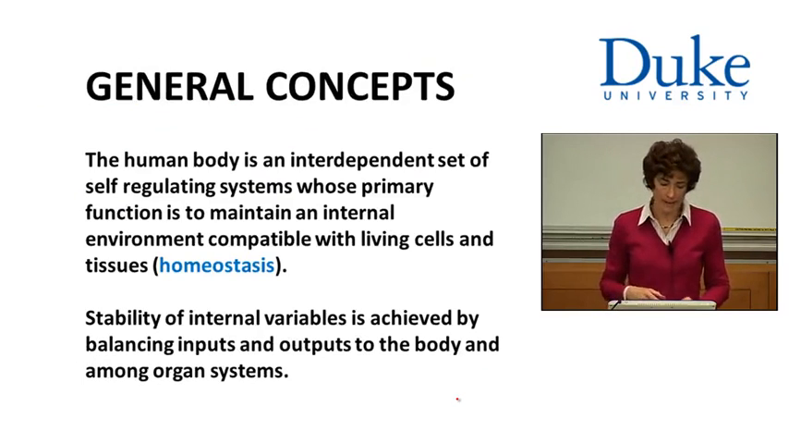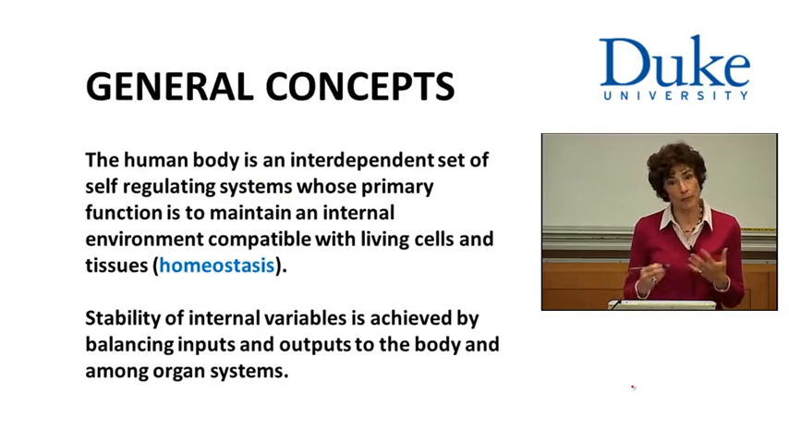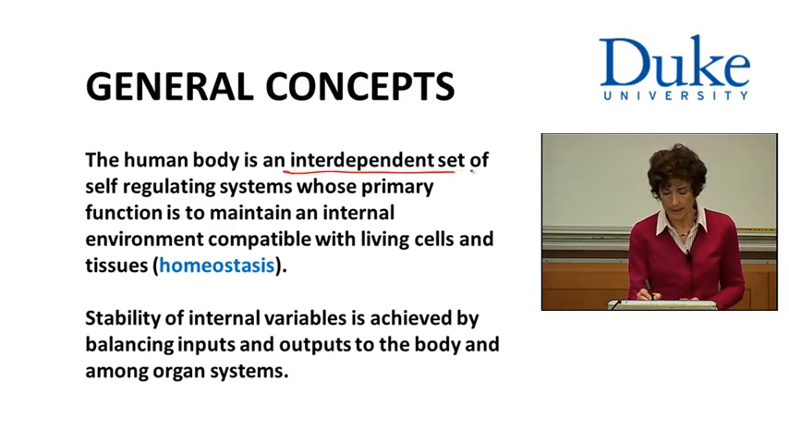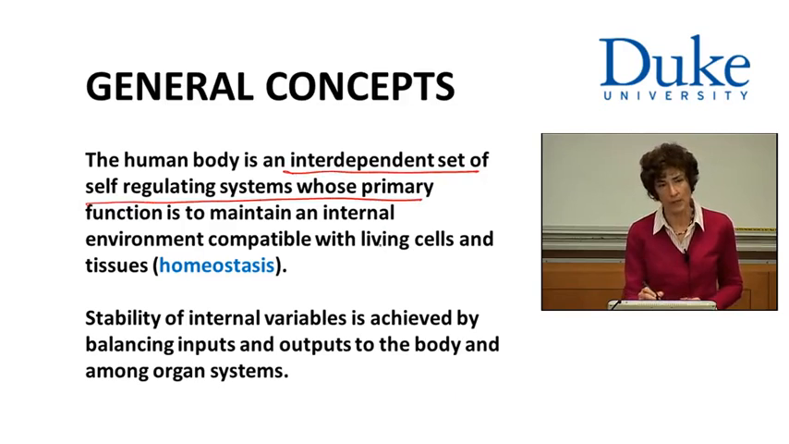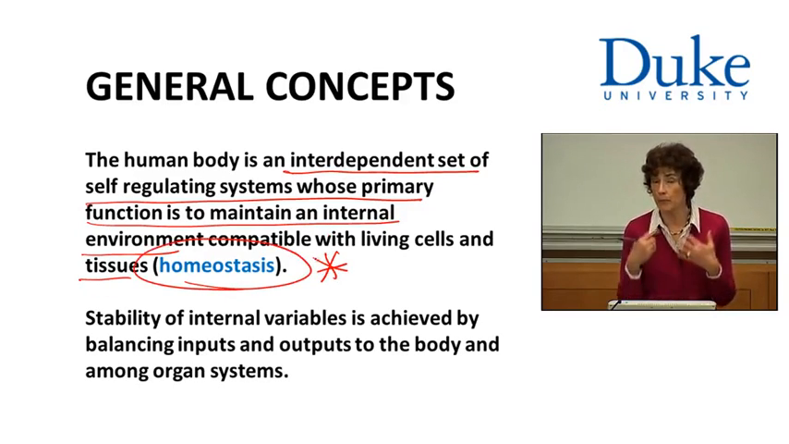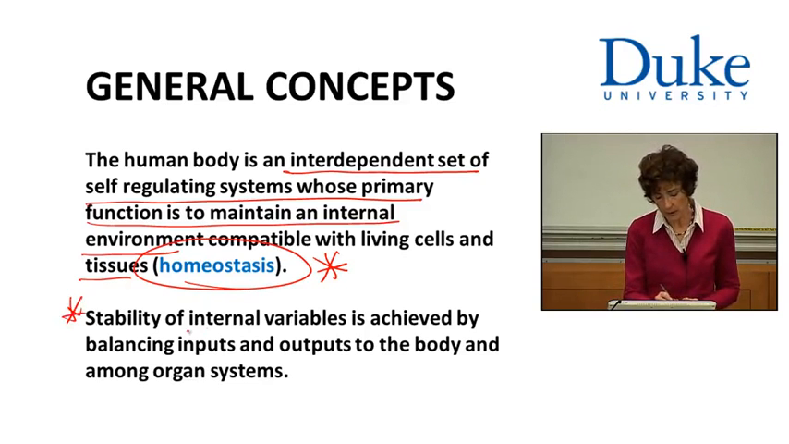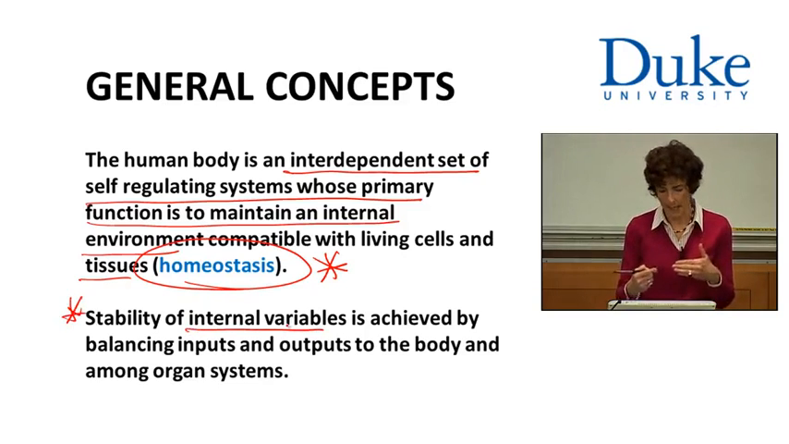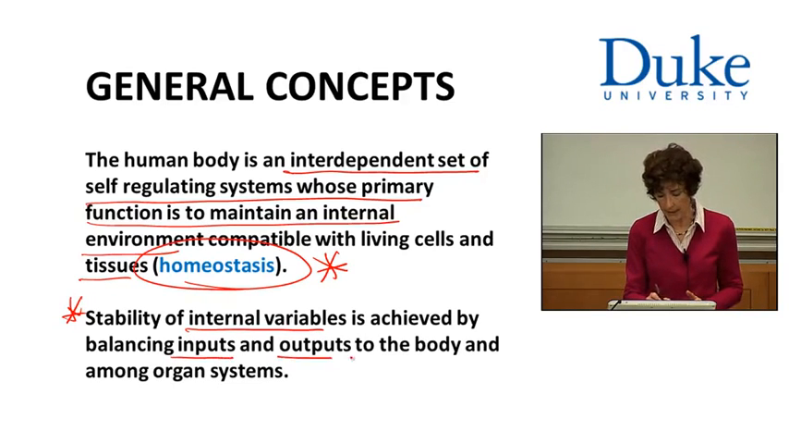So what are our general concepts? The first is that the human body is this interdependent set of self-regulating systems whose primary function is to maintain an internal environment compatible with living cells and tissues. And this is homeostasis, the primary theme of physiology, and it is what all of the organ systems of the body are trying to maintain. The second is that stability of these internal variables can be achieved by balancing our inputs and outputs to the body and among the organ systems.